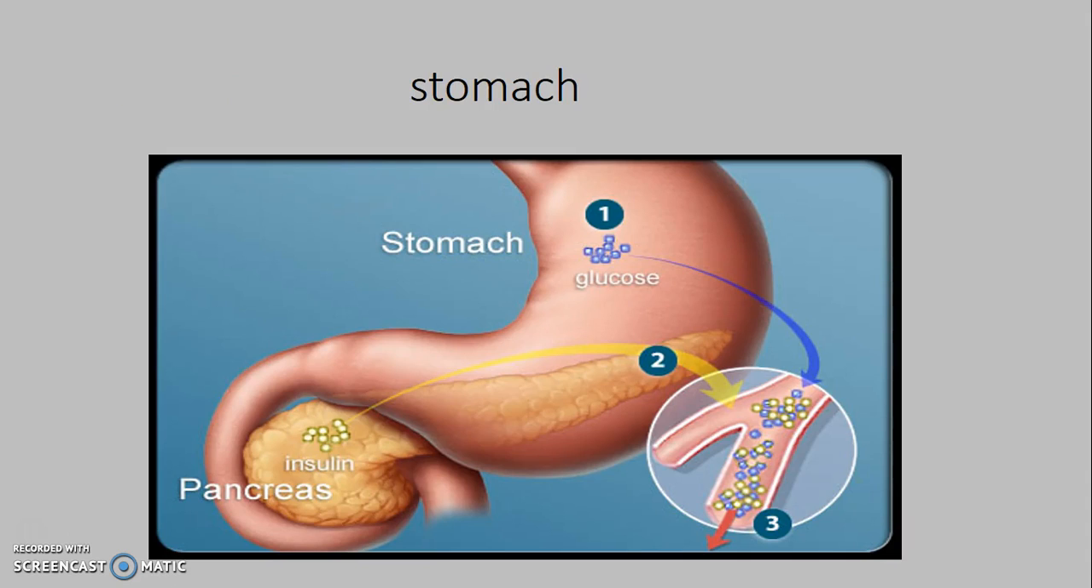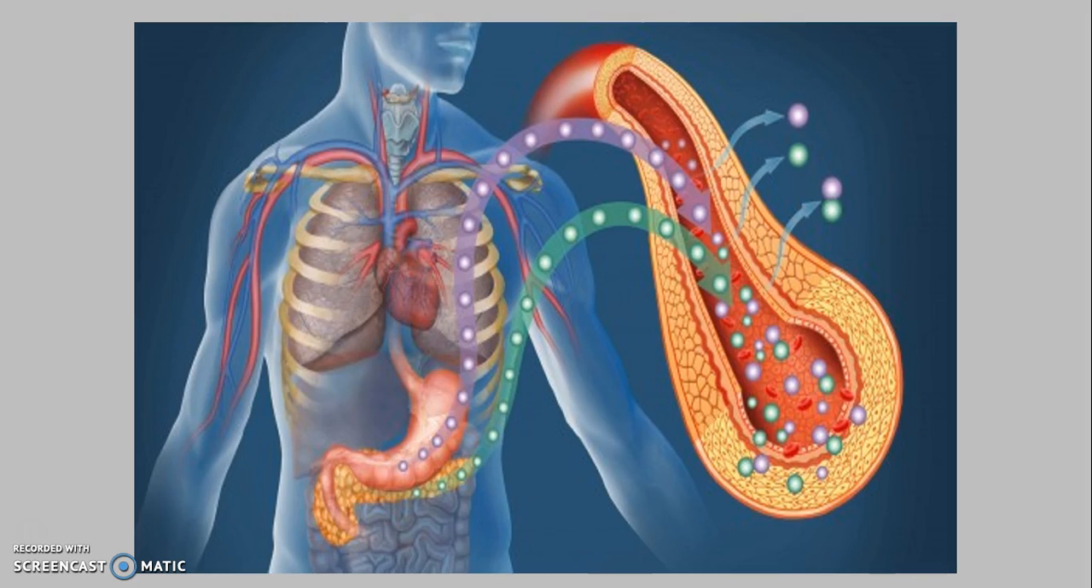And also, another organ that is affected by type 2 diabetes is the stomach. The stomach breaks down food and transfers it through the small intestine. Diabetes can affect the stomach if the nerves controlling the stomach are damaged by high blood sugar levels.